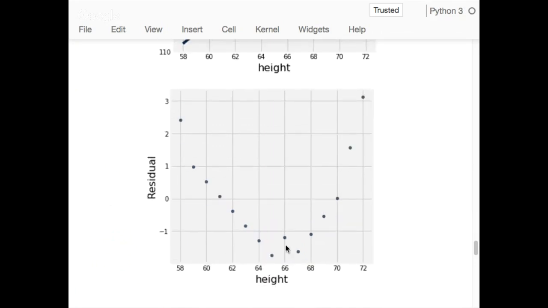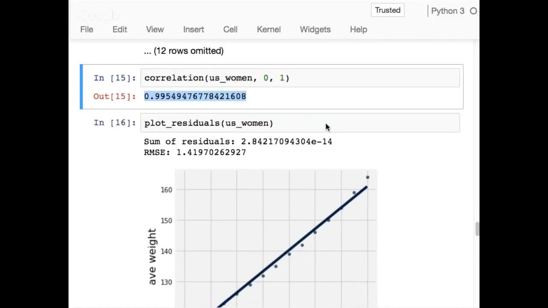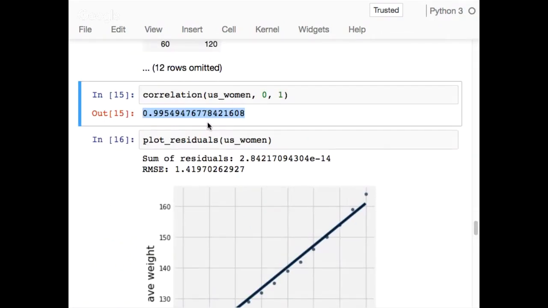So I have this, which suggests something weird is going on, but I have this, which looks pretty linear, and I also have a high correlation. What do you think is going on? Talk to your neighbor about it.